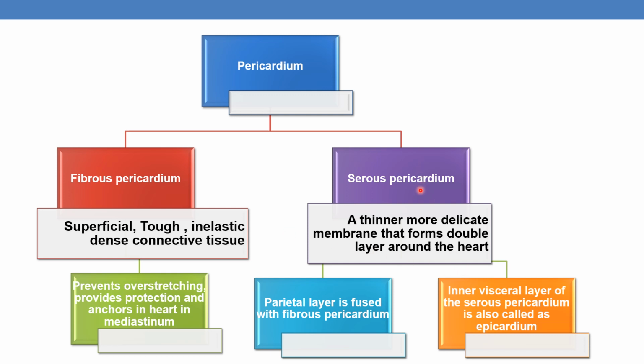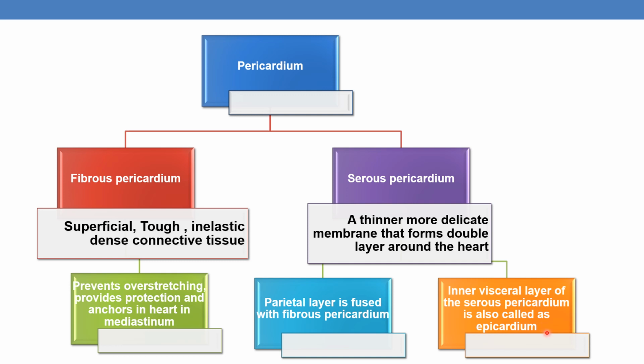So serous pericardium is again divided into parietal layer and visceral layer. The parietal layer of serous pericardium is fused with fibrous pericardium. And next layer is the inner visceral layer of the serous pericardium, which is also called epicardium.